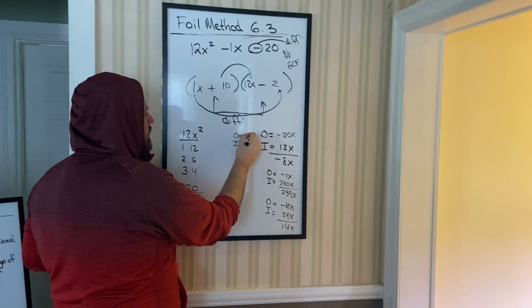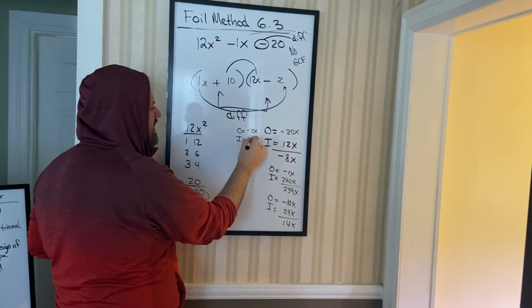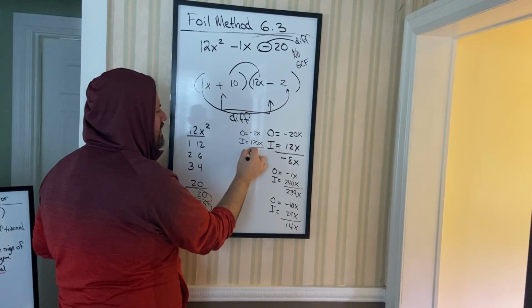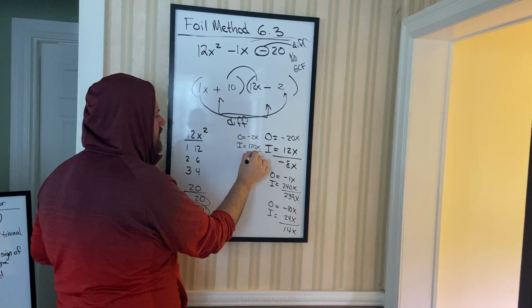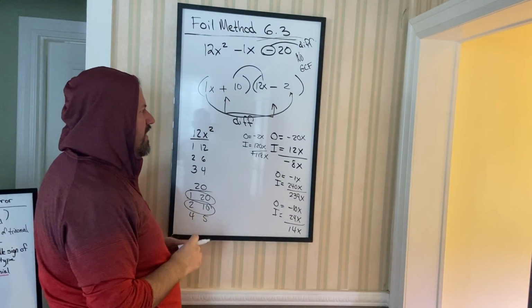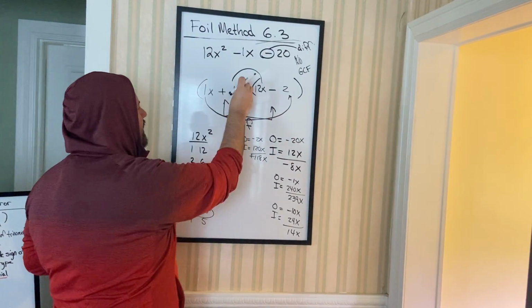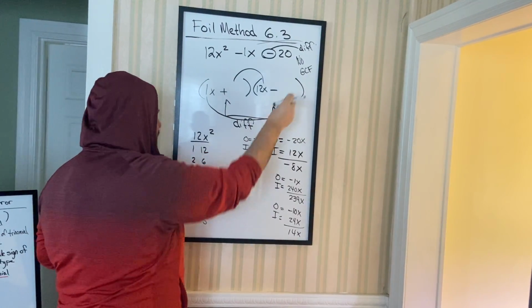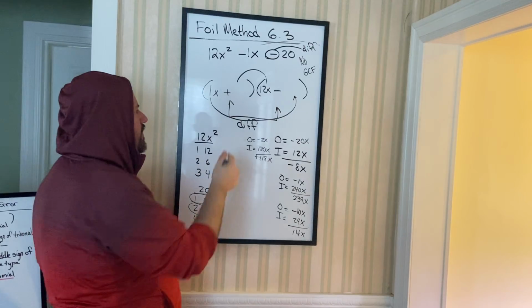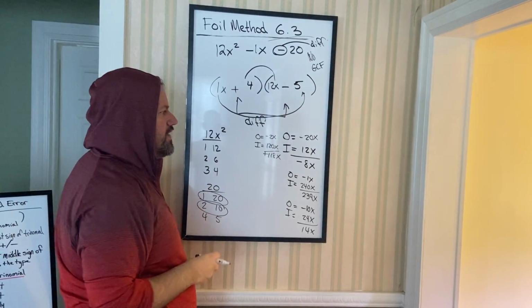Negative 2x. Positive 120x. This is going to give you a positive 118x. That's still way off. Okay, so I tried 2 and 10, I tried 10 and 2. Both of them did not work. So let's try a different combination. Hey, we didn't try the 4 and the 5. So let's do 4 and 5 here to see if that works.